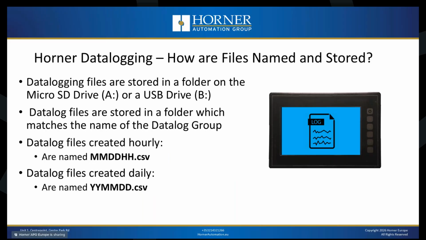How are files named and stored? Data logging files are stored in a folder on either the micro SD drive, also called the A drive, or the USB drive, also called the B drive. By default, data logging files will save to the A drive. Data log files are stored in a folder which matches the name of the data log group. Files are named after the timestamp they were created at. So for files created hourly, they are named in the format month, date, hour. And for files created daily, they are named in the format year, month, date.